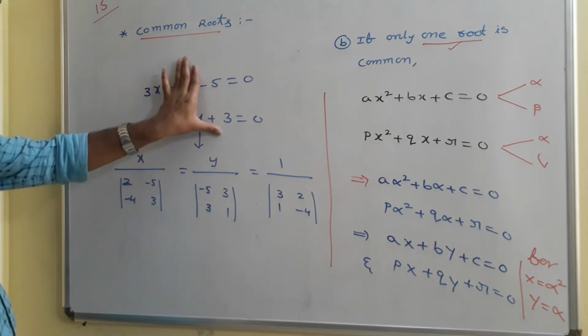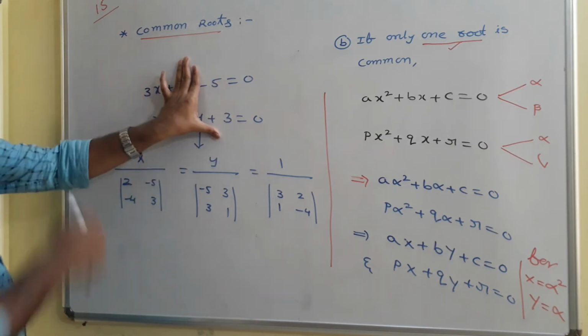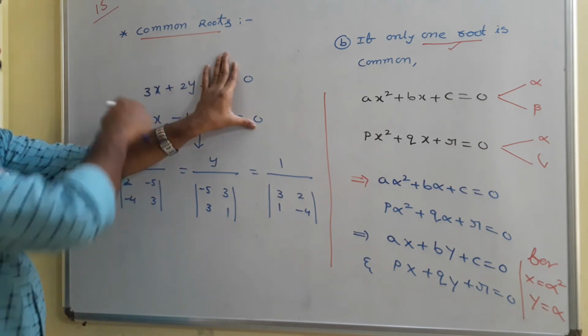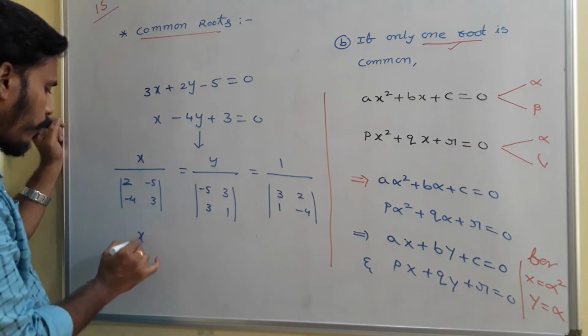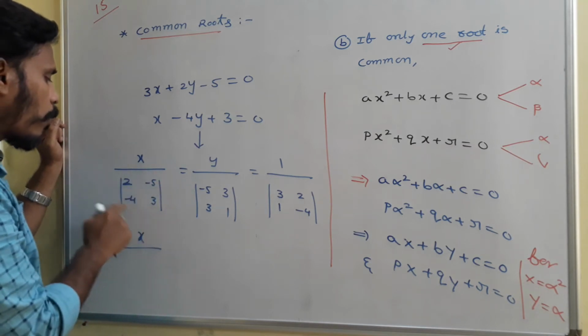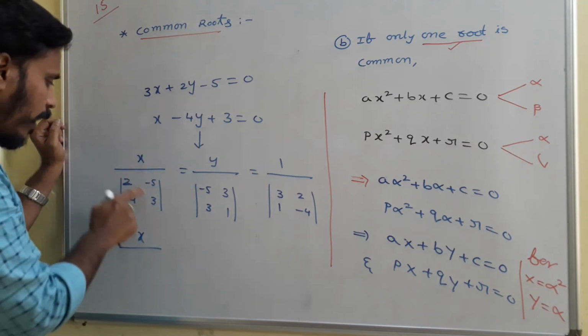Y divided by, close y and write the remaining 4. 1 divided by, write the remaining 4, like 3, 1, 2, minus 4. So how to calculate this value? X divided by, see, this box value is simply AD minus BC.